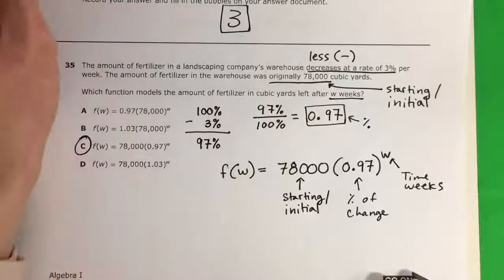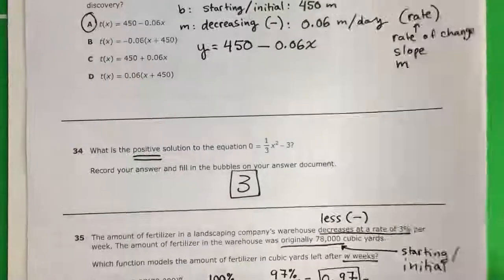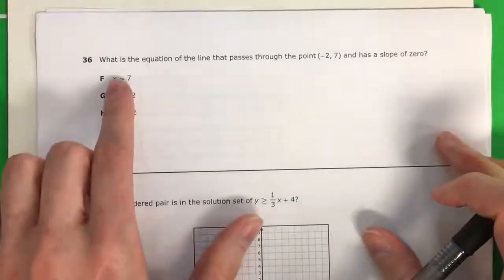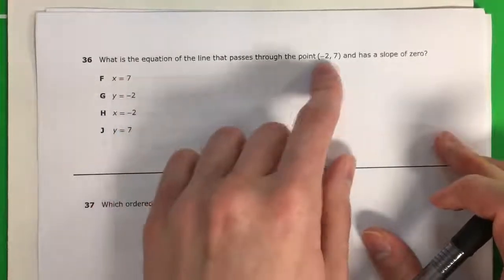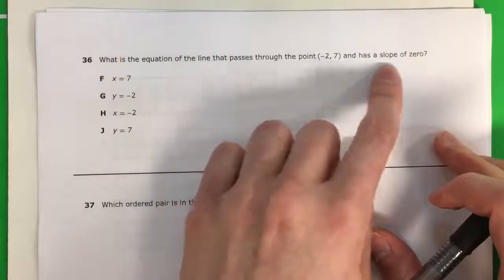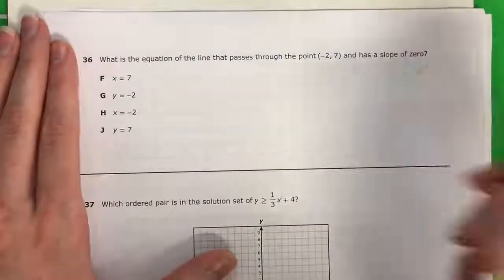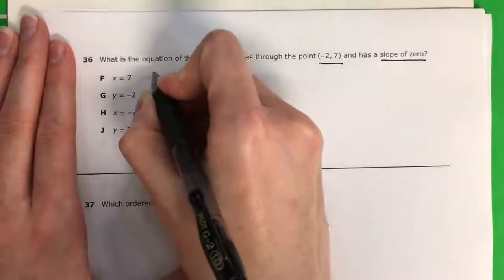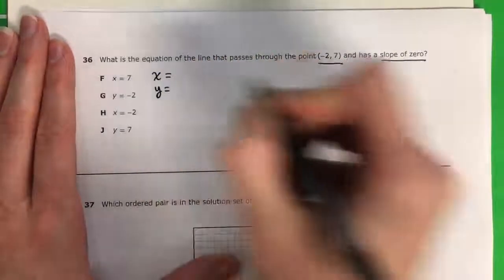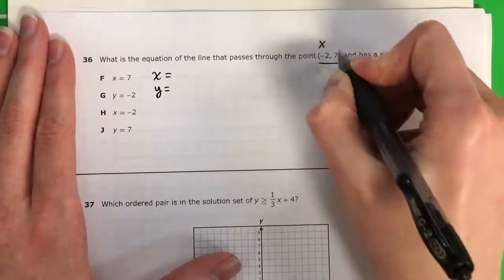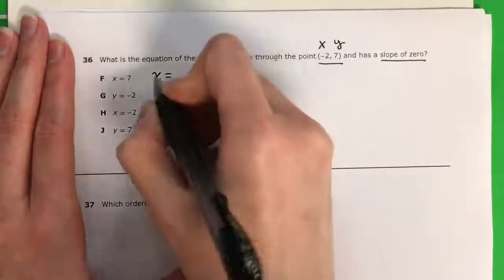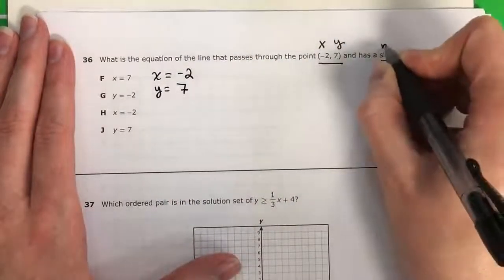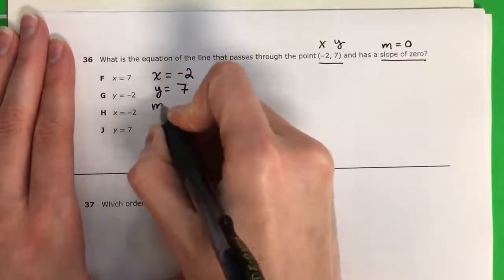Okay? Question number 36. What is the equation of the line that passes through the point -2, 7 and has a slope of 0? Okay, so I have this point and I have a slope of 0. So -2 is x, 7 is y. So x is -2, y is 7. My slope is 0, so m equals 0.